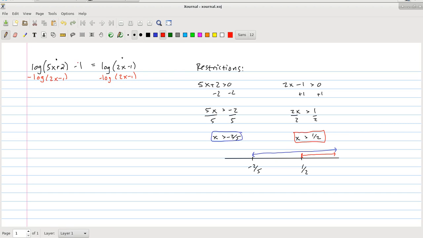While we're at it, let's also get rid of this non-log. Let's add 1 to both sides of the equation. This way, on the right-hand side, the logs cancel out. We're left with just 1. On the left, the 1's cancel out, and we're left with the logs.